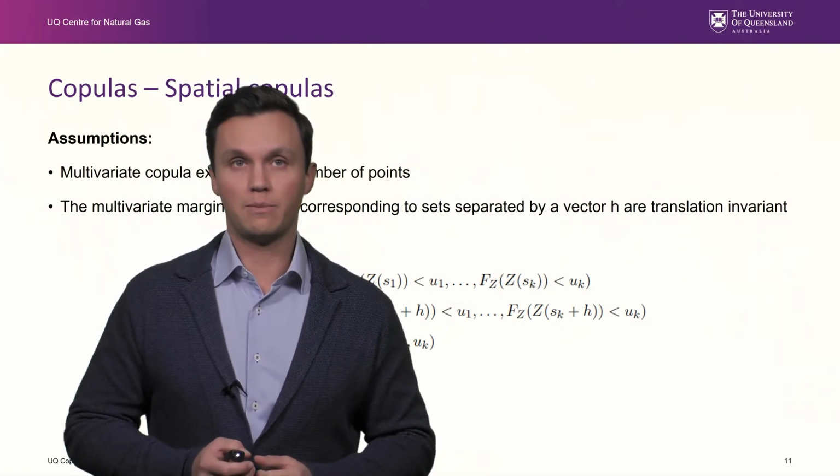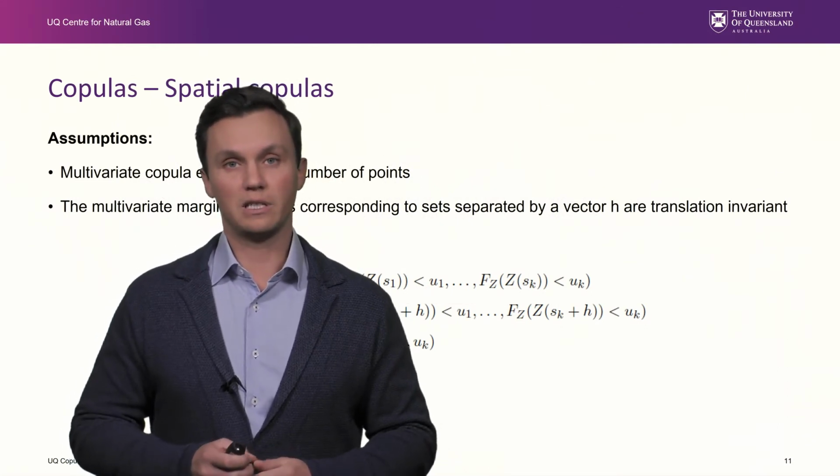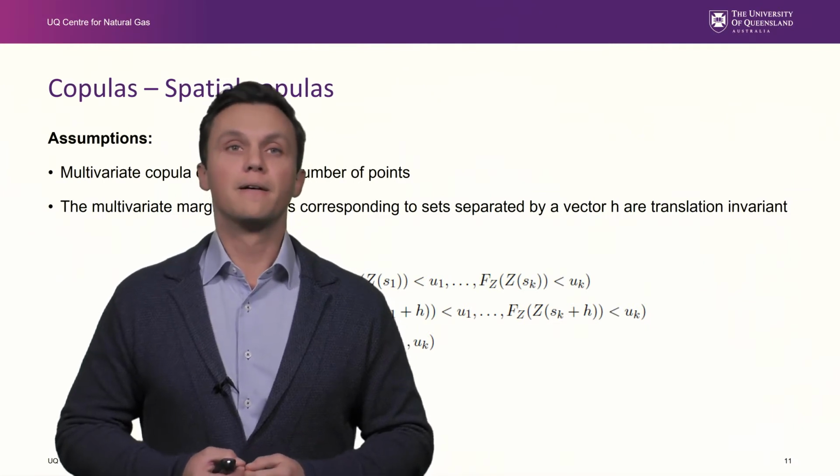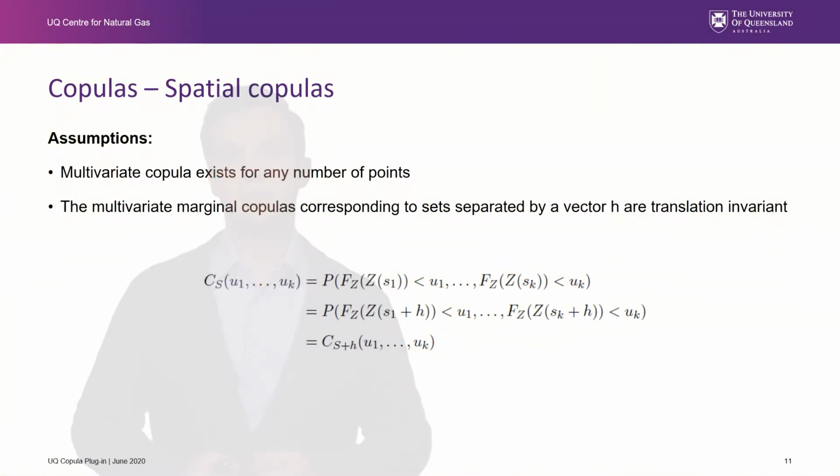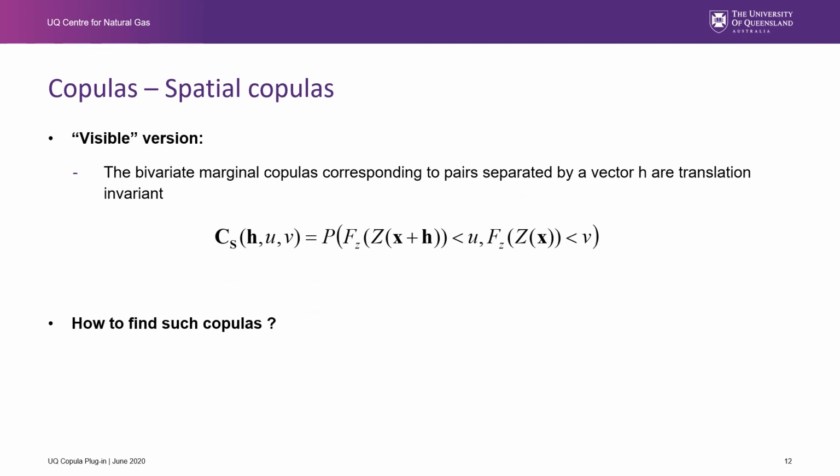For geostatistical applications, it's not enough to talk about copulas, but we need spatial copulas. So what is a spatial copula? It comes with a couple of assumptions. For example, that a multivariate copula exists for any number of points, and that the copula is translation invariant. So it's the same assumptions that we have for any geostatistics, so we need stationarity. The simplest version of a spatial copula is a visible version, which is a bivariate empirical copula, which we can create based on any spatially distributed data.